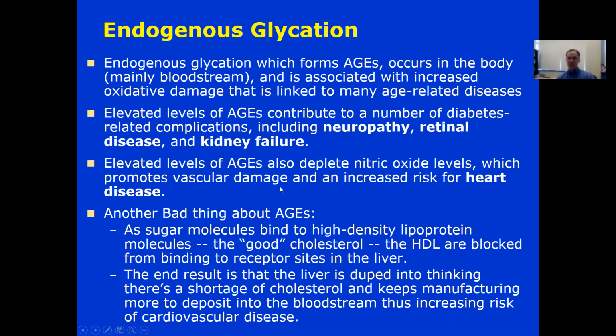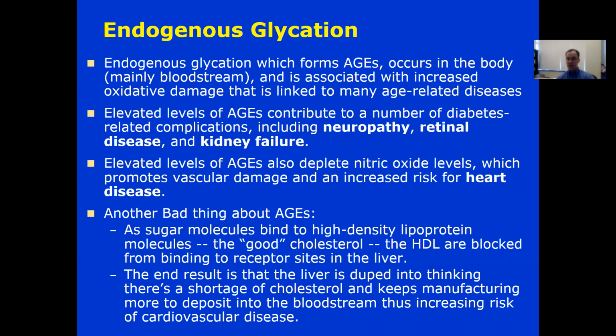Interestingly, elevated levels of AGEs also deplete nitric oxide levels. Nitric oxide is used to vasodilate, or expand, our blood vessels to allow for better blood flow. But AGEs actually deplete this nitric oxide, which promotes vascular damage and can increase the risk of heart disease.